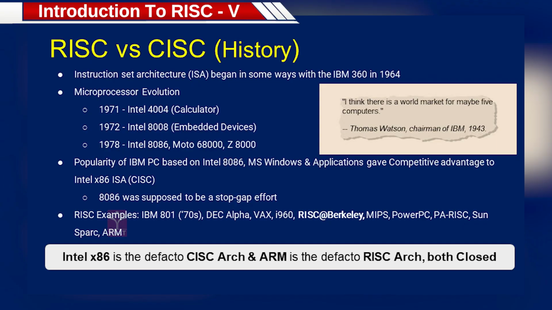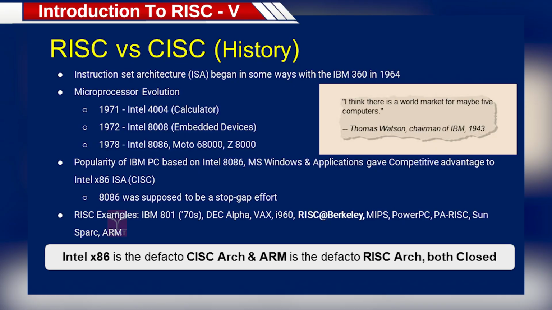Then actually there were a lot more RISC chips at that point of time. IBM had their own thing, and there were a lot of companies: DEC Alpha, VAX, PowerPC, PA-RISC. Then the most important one we'll talk about is RISC at Berkeley, right? At the University of Berkeley, they had an effort, and that's what led to RISC-V. So let's go to that, right?